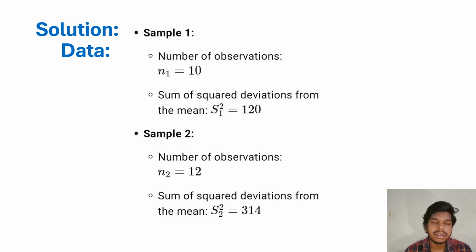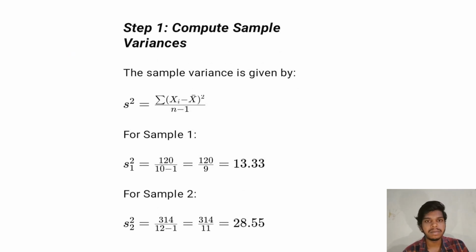Here is the solution. We have two samples. Sample 1: number of observations n1 equals 10 and sum of squared deviations from the mean S1 square equals 120. Sample 2: number of observations n2 is 12 and sum of squared deviations from the mean S2 square equals 314. Step 1.